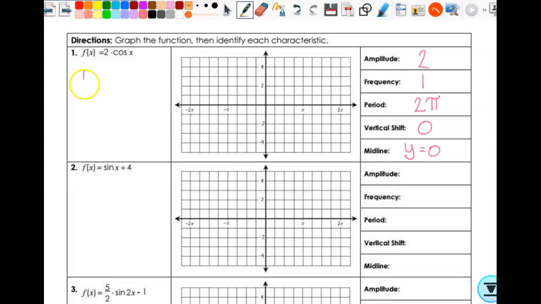So remember, you have to draw your little parent function here. This is cosine, so one cycle of cosine starting at 0 would look something like that for my parent function. And that gives me 5 anchor points.